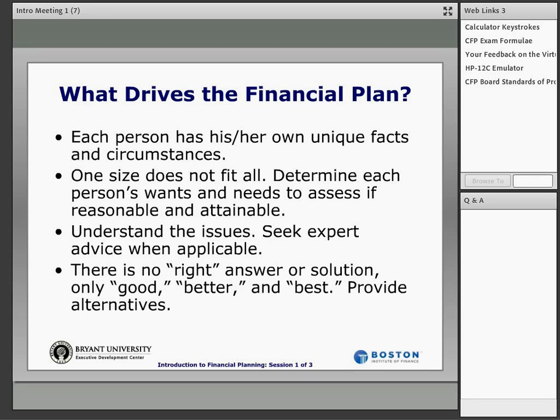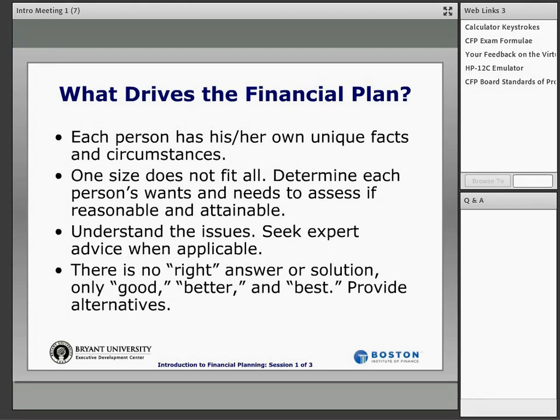And other people would say that they don't want to take any risk. And if they don't take any risk, they're not going to have enough retirement income to live off of. So again, you have to really kind of shape their expectations and goals with them. You have to understand the issues. You have to seek expert advice when applicable.